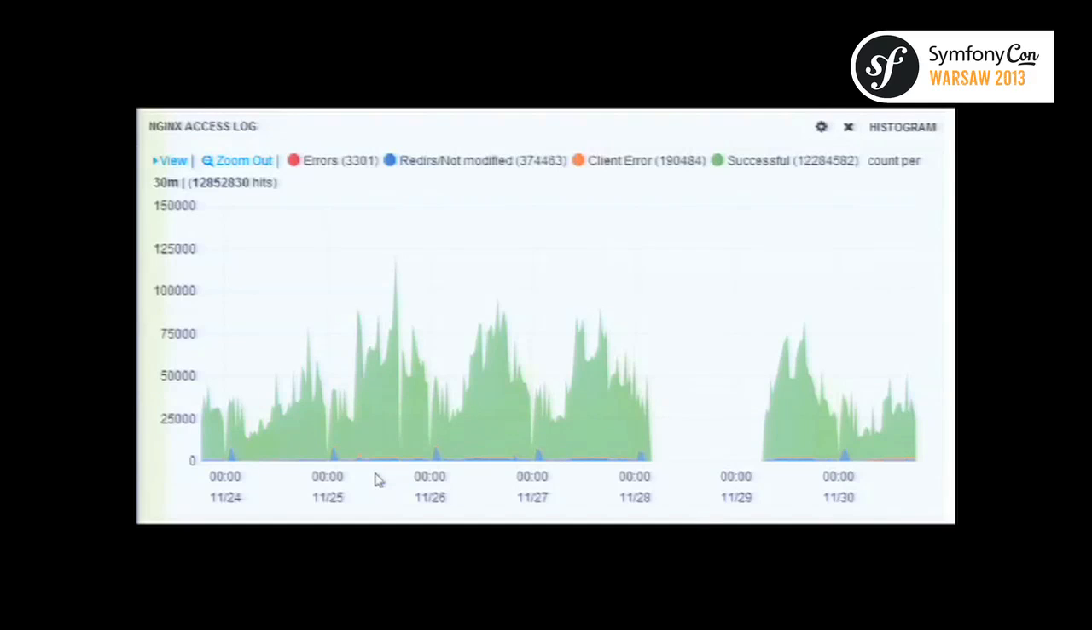Another example is the first thing I noticed when I started using it. I thought it was really weird that consistently every day there's this little blue wave that comes, and the blue is the redirections or not modified, so all the 300 range of HTTP status.